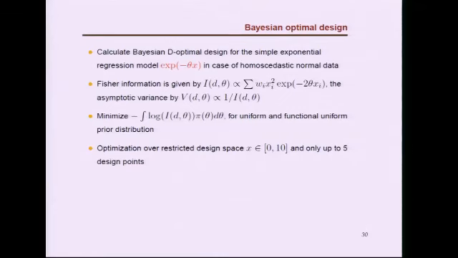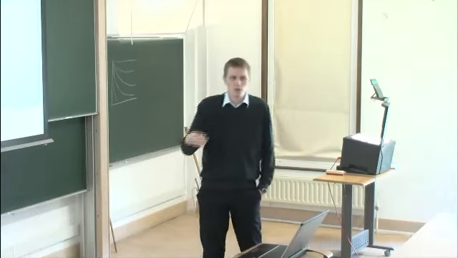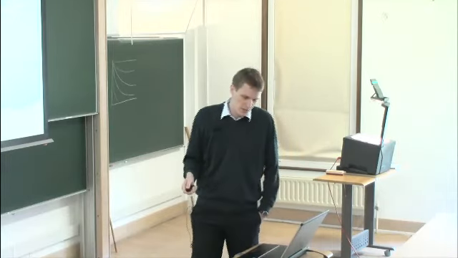What I did, I calculated an optimal design for this exponential regression model. So in this case, the Fisher information is given by this formula, and this is proportional to the inverse of the asymptotic variance. And what I did is just to calculate this expression with respect to the uniform and the functional uniform prior distribution. In this optimization, I just looked at the restricted design space, so the x were confined to the space 0 to 10, and I only optimized up to 5 design points.